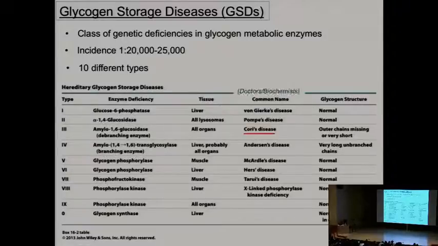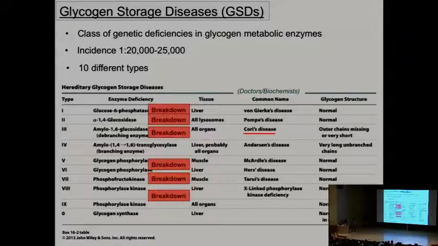The first thing you may notice about these diseases is that they have a common name that's named after a famous doctor or biochemist, which means that if you work really hard in this field, you too can have a horrifying disease named after you. You may also notice that you recognize some of these enzymes as being involved with glycogen breakdown, the things that we just talked about, and a few that are also involved with glycogen synthesis. We're going to talk about 4 of these diseases today.